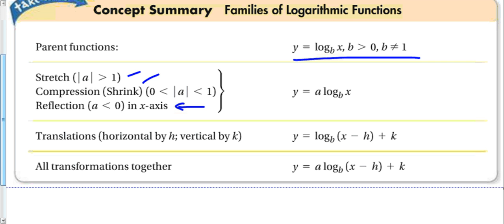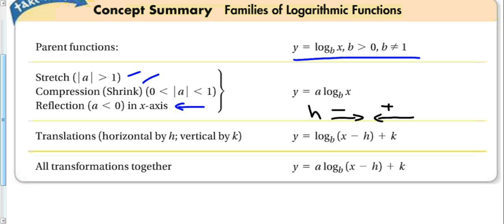And then my translations are horizontal by h and vertical by k, which means that h is right here. So if h has a negative, that means it goes to the right. If it's a positive, it goes to the left. k is right here. If k is positive, it goes up. If k is negative, it goes down. And this is just an example of all the different translations grouped together into one function.